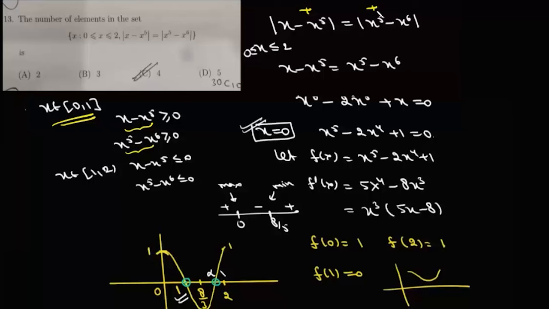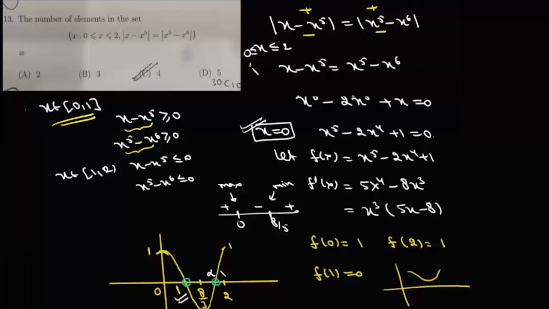But when x lies between 1 and 2, as the power increases, the value increases. So in this case, x minus x to the power 5 will be less than 0 and x to the power 5 minus x to the power 6 will also be less than or equal to 0. So in that case, they will both be negative. Now either they are both positive or they are both negative. So in both cases, the sign is going to cancel.